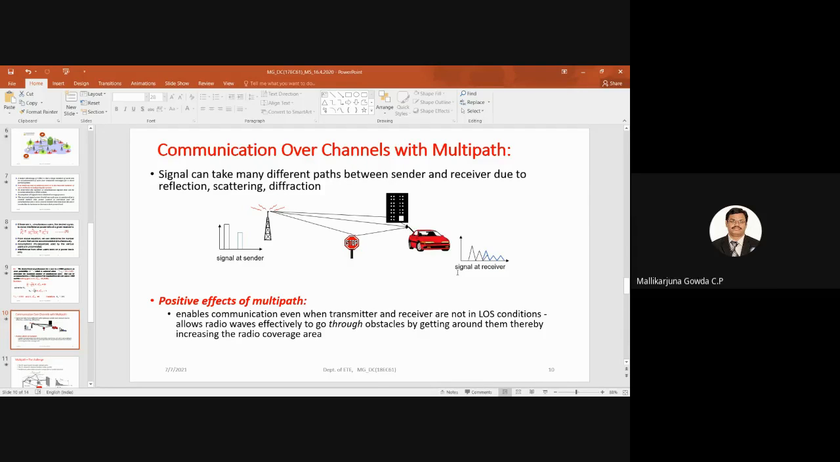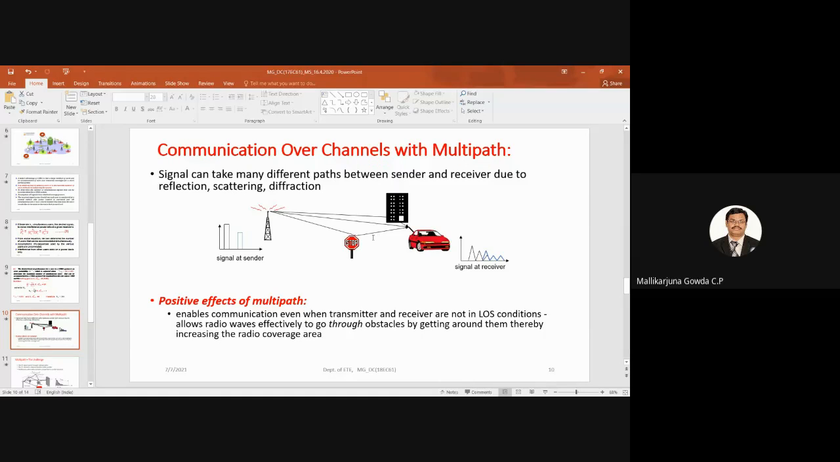Okay. This means multipath has positive effects, and it also has negative effects. So you should understand what the positive effect and the negative effect of this concept are. Let us see. The signal can take many different paths between sender and receiver due to processes like reflection, scattering, diffraction, and so on, which are there in nature. So what are the positive effects of this multipath?